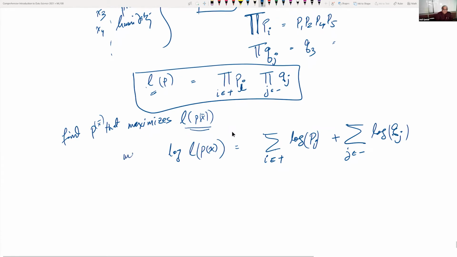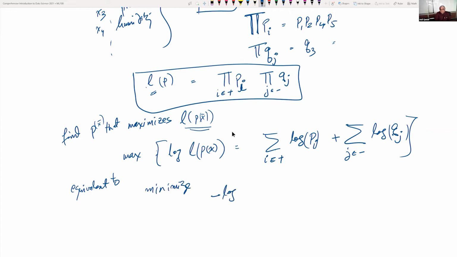Now the thing is, you need to maximize this. But it turns out that most numerical computation libraries are designed to minimize things, not maximize them. So how do you convert this to a minimization problem? Very easy. Maximizing this is equivalent to minimizing the negative of this: minimize minus log likelihood. If I do this, maximizing this is the same as minimizing this.